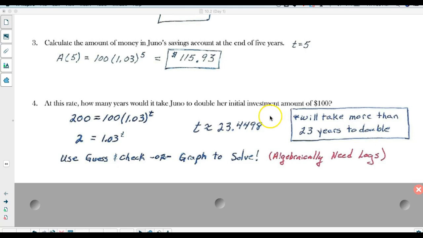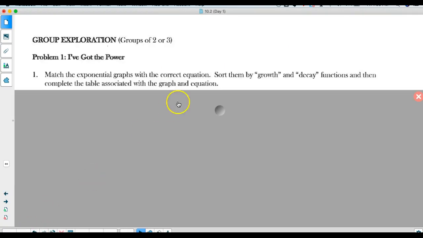If they are getting paid interest one time a year, it's going to be at the end of the 23rd year, the beginning of the 24th year, when she gets paid her interest, that she would actually have her amount doubled. Now from here, let me go to my next page.